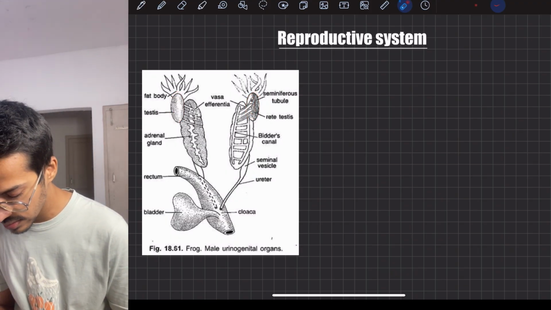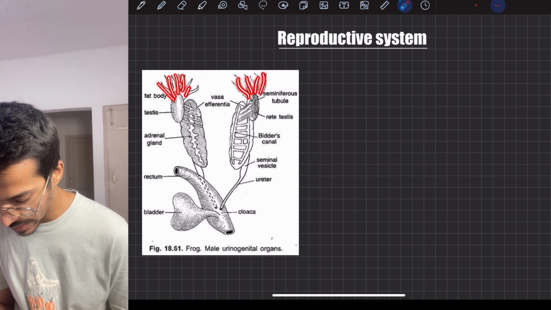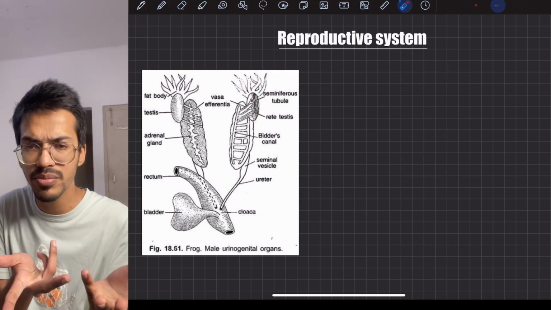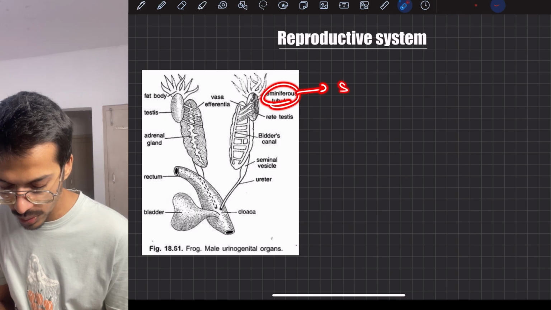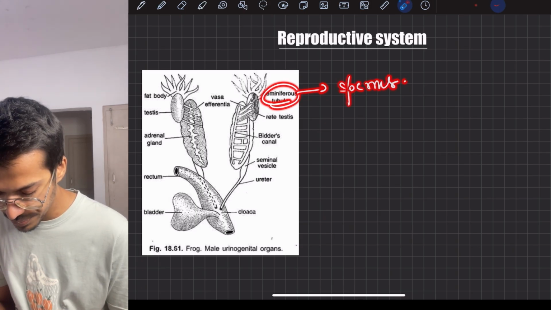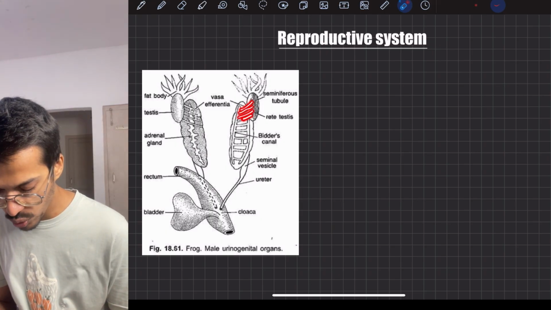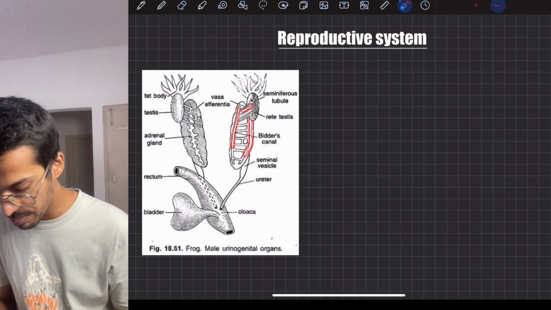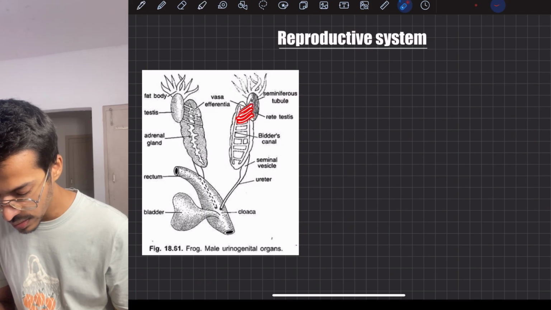From these testes there arise what? Fat bodies on it. Plus inside, seminiferous tubules are present, because testes have seminiferous tubules where the sperms will form. Okay, so seminiferous tubules is the structure where the sperms form. Meanwhile, it has these vasa efferentia, which go and connect with the canals of the kidneys, which are called Bidder's canals. So where these vasa efferentia join, it is called Bidder's canal.